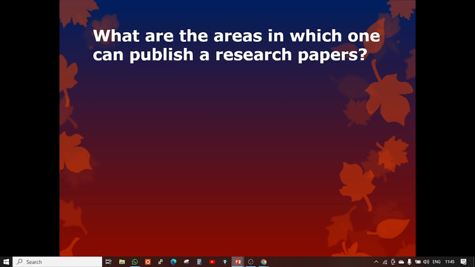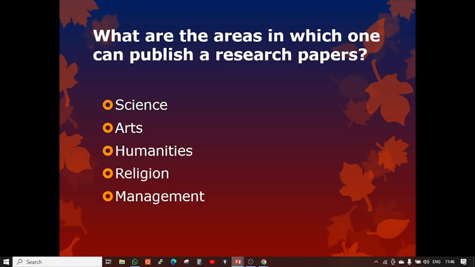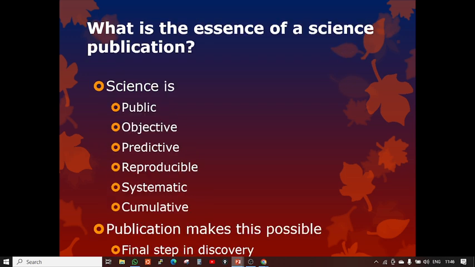So in which areas can you publish a research paper? It may be science, arts, humanities, religion, management, language, everywhere. Everywhere you can find new facts, new arguments or new comments, and publish a research paper in your own domain. What is the essence of science publication? Because we are working in the science field, we are writing for a scientific journal, a scientific research paper, not an article or a language research paper.